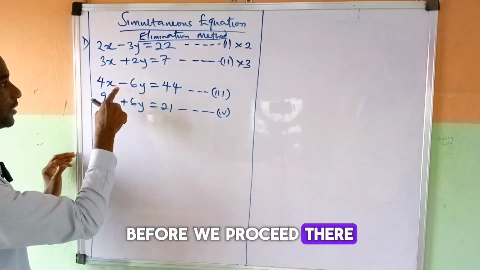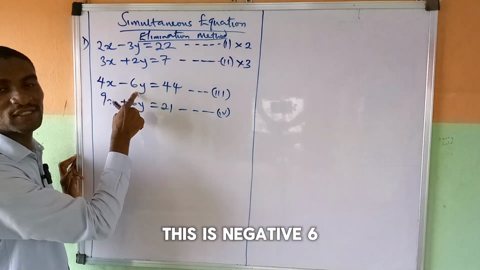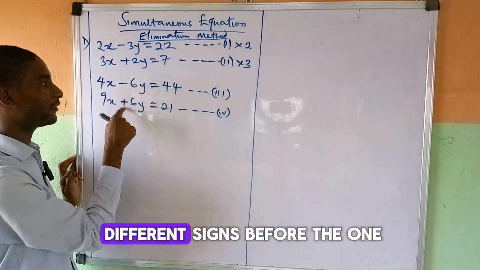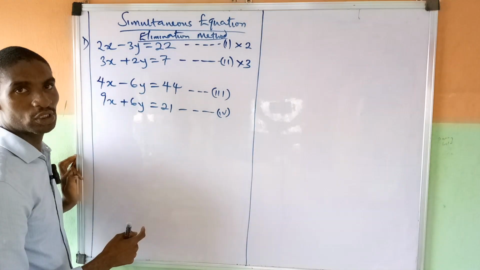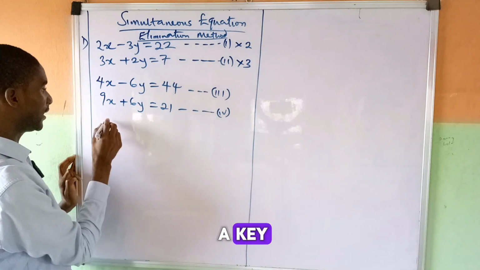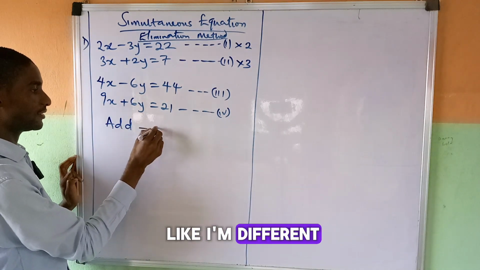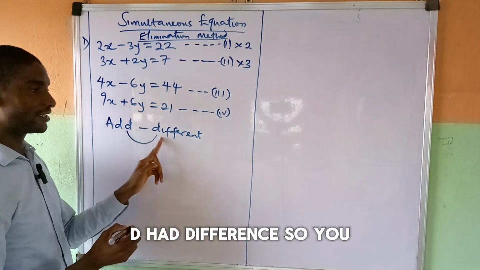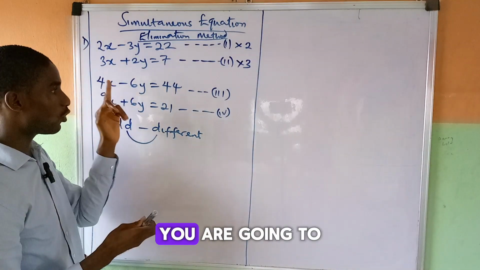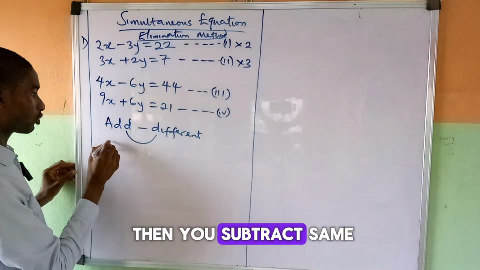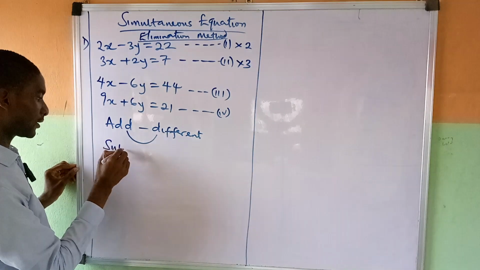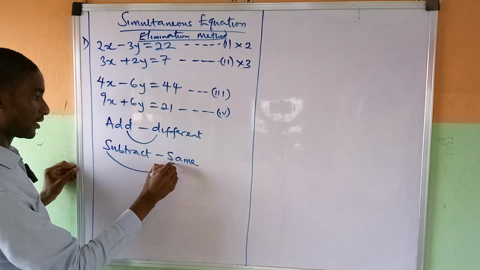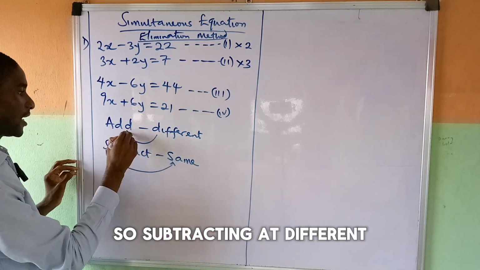Before we proceed, there is a sign before the 6y. This is negative 6y, and this is positive 6y. Anytime you have different signs before the value, you add. So I'm going to give you a key or an acronym: add different. Can you see DD? Add different. So when you have different signs, you are going to add the two equations. Then you subtract same. I see SS. SS. Subtract same, add different.